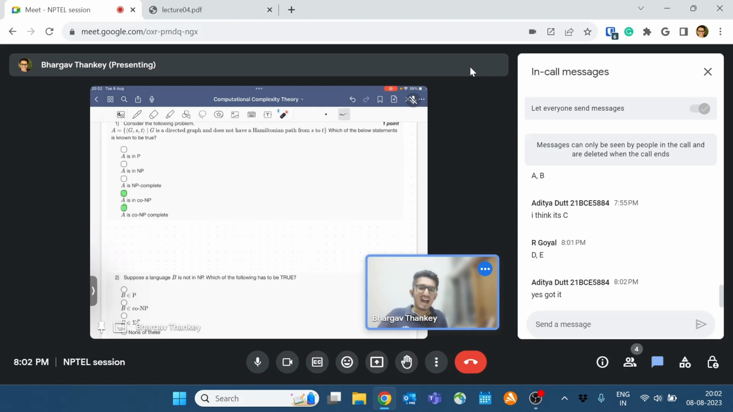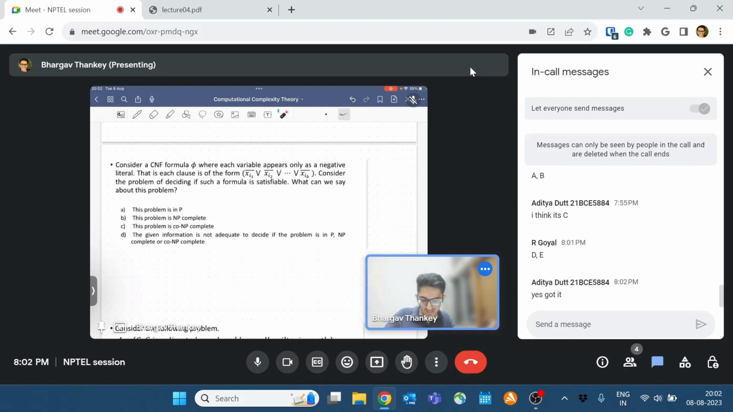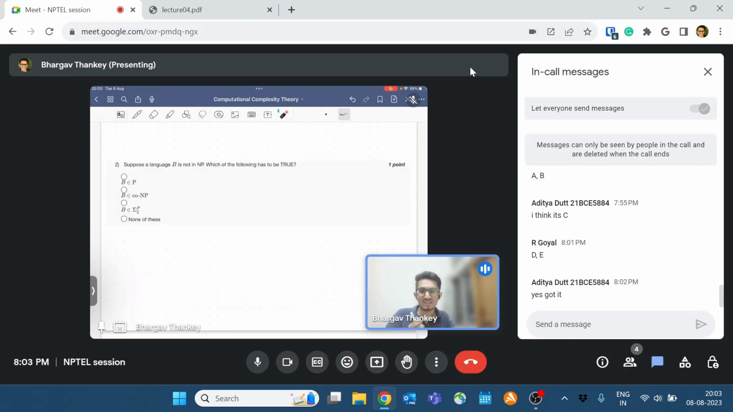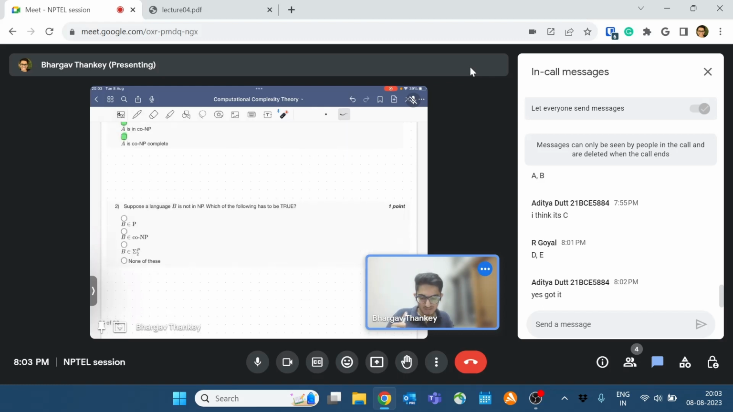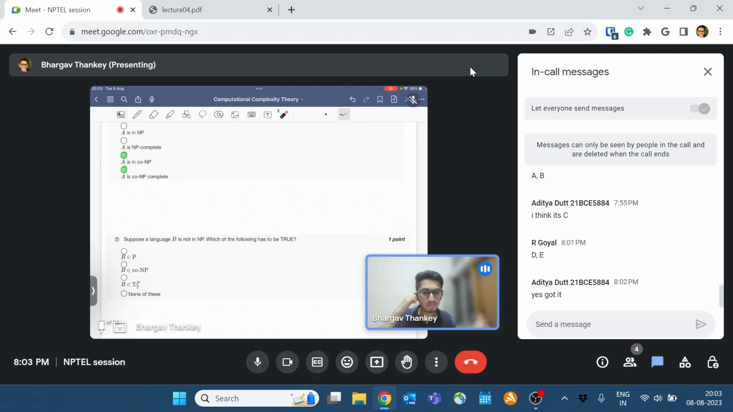Yeah, so that was one of the problems somewhere, but I don't think we'll get there. But that statement is true. If L is in P, then L complement is also in P.